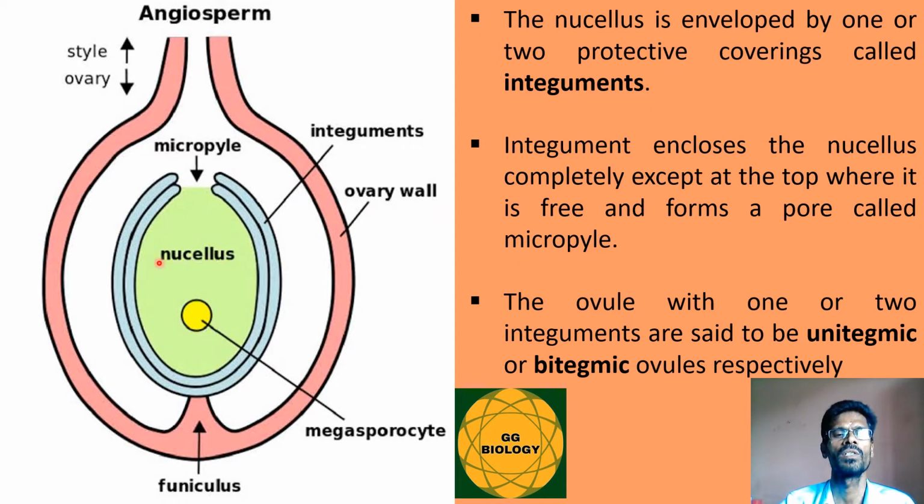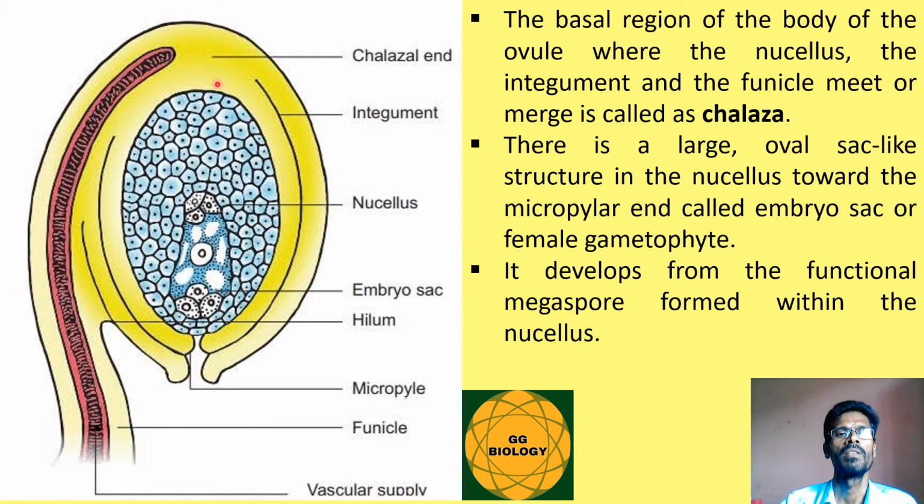Here the nucellus is shown. The nucellus is usually covered by two integuments, the inner integument and the outer integument. The integuments completely wrap the nucellus except the topmost region called the micropyle. Sometimes the integument may be one, known as unitegmic, or sometimes it may be two, known as bitegmic in nature.